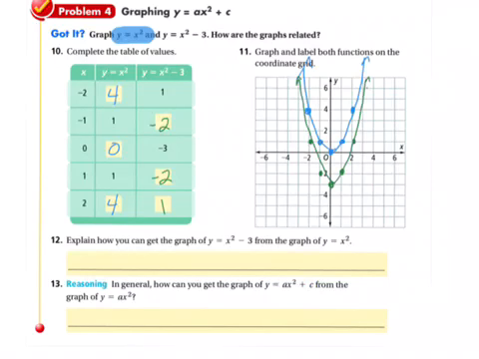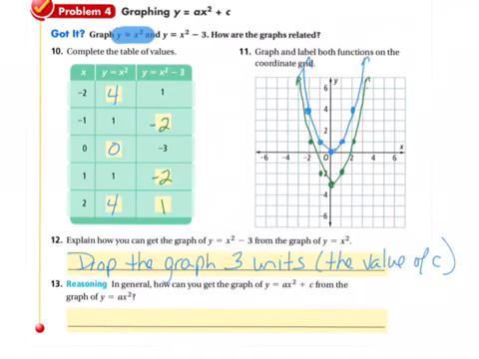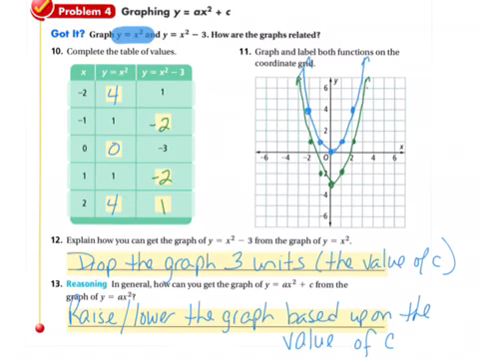Looking at these two graphs, can you explain how you get the graph of y equals x squared minus 3 from the graph of y equals x squared? Yes, you simply lower it 3. Can you come up with a general theory on this? You simply move it up or down based on the c term.